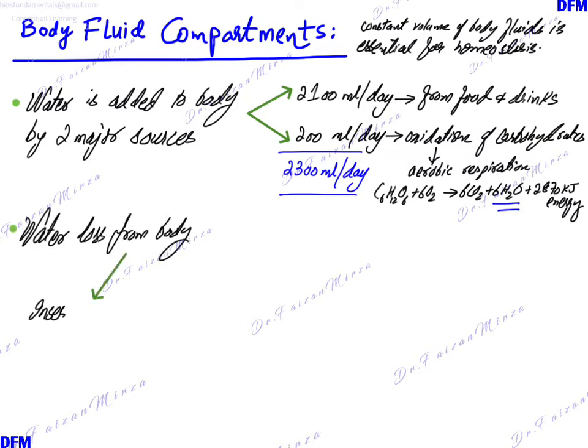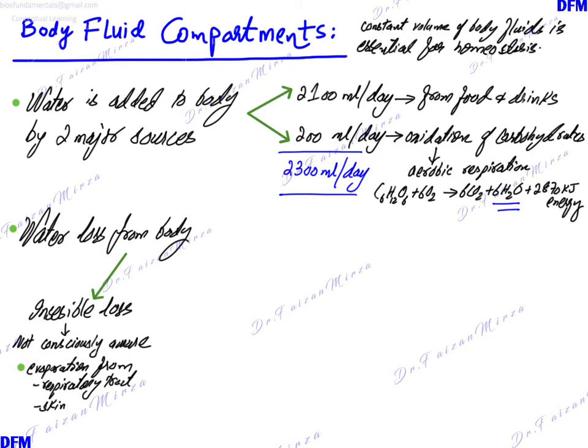Water loss from the body occurs by 4 different processes. Number 1, there is insensible loss. Insensible loss occurs when the person is not consciously aware. The water evaporates from surfaces of the body, for example, the respiratory tract and the skin. About 700 ml of water is lost per day.